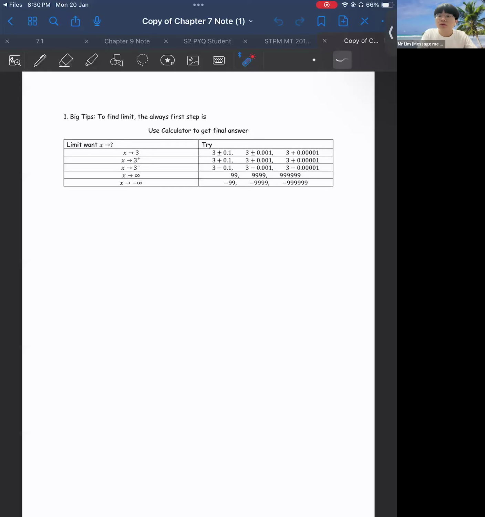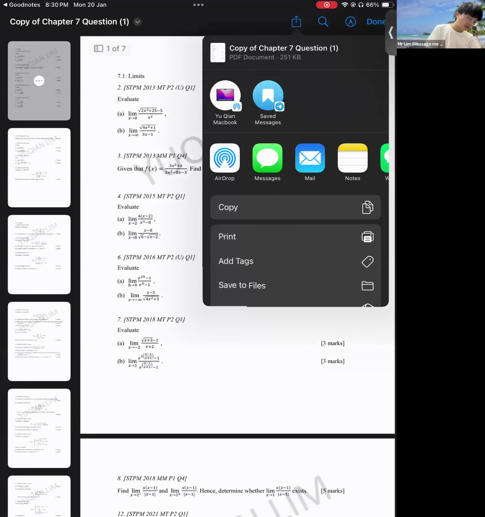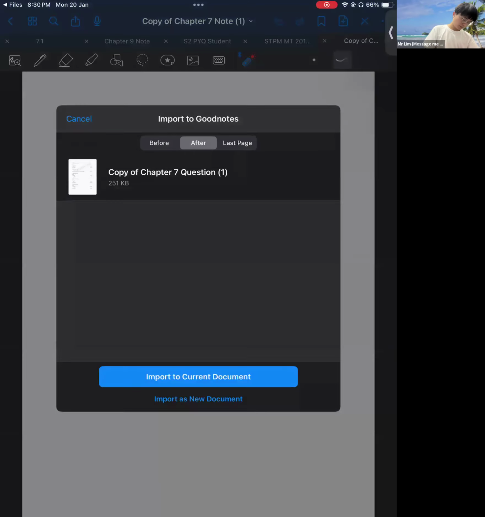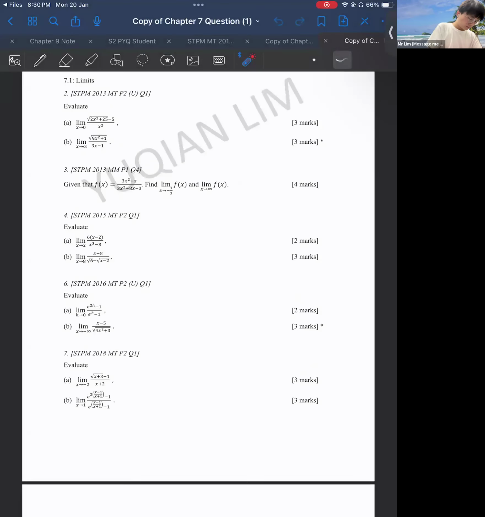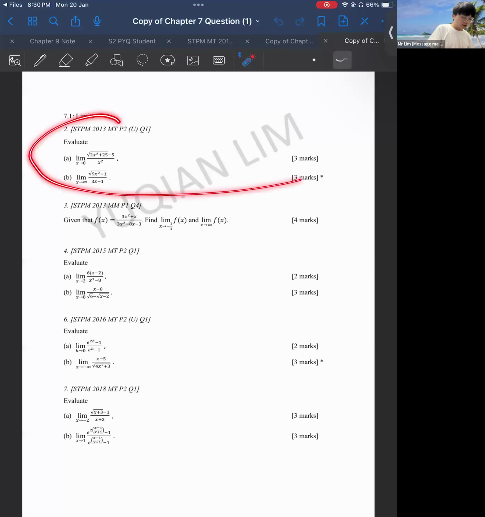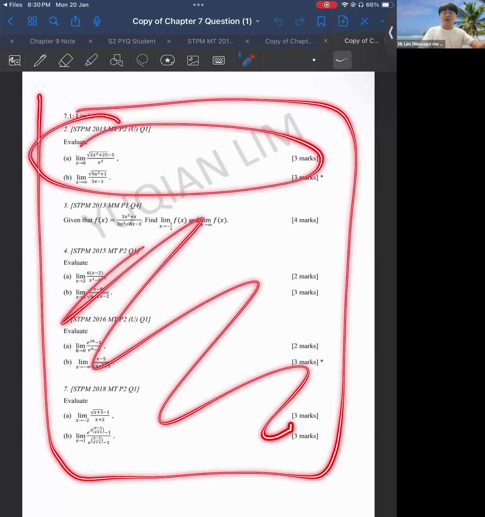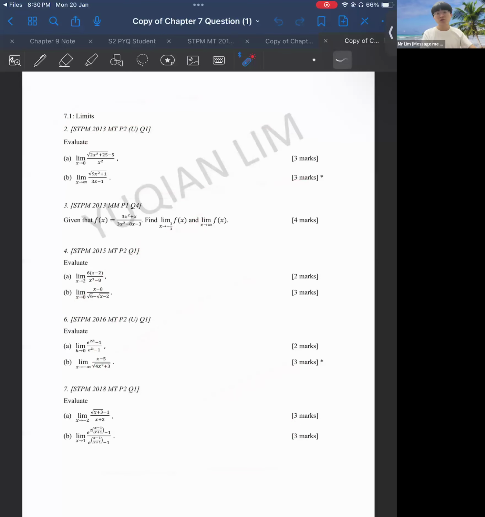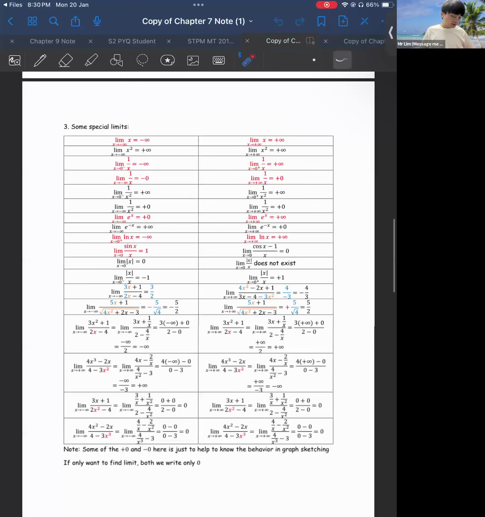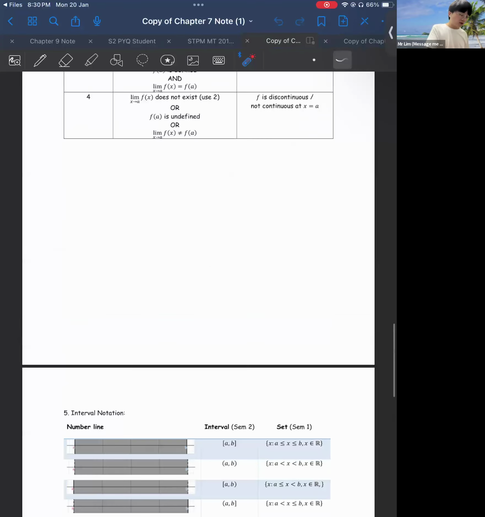Let me open it here. This one is the past year question example. Don't worry, it's like this. One question, and then I will put one blank space. Semua dekat belakang. So you have the space to write the solution, and you become a book. These are some of the examples. This one is a note, a simple version of the notes. I write the important things on it.